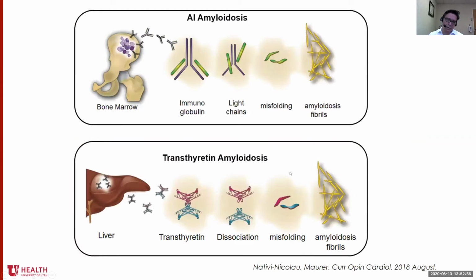So again, we're going to focus on light chain amyloidosis. These are the two most common clinical types of amyloidosis, but there are other types, and both of them share the same end pathway, that is an amyloid deposition of this insoluble fibril. And the problem starts here in the bone marrow with an overproduction of these cells that we call plasma cells, and they have an overproduction of these light chains that misfold and transform into amyloid fibrils.